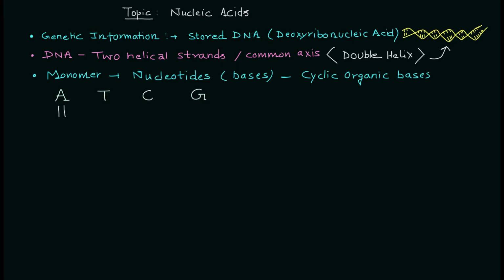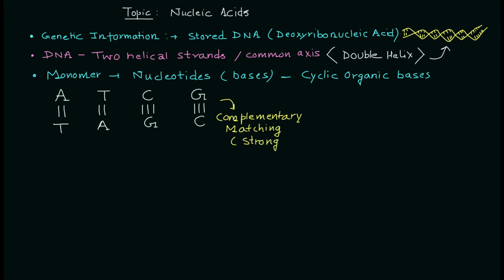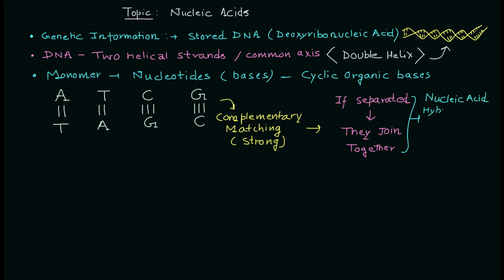You can clearly see here that adenine forms a double bond with thymine, and cytosine forms a triple bond with guanine. This is complementary matching, and it's very strong. For some reason, if they get separated, they have the ability to join again. Because of this property, there are many standardized tests that can detect the second strand. If you have a known single strand, you can use that to detect the second one.